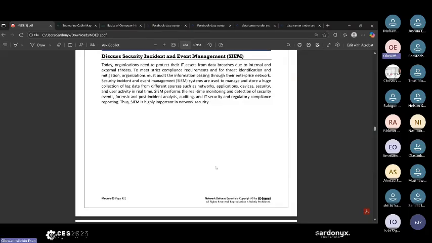So we have the SIEM, which is Security Information and Event Management. Today, organizations need to protect their IT assets from data breaches due to internal and external threats. So to meet strict compliance requirements, you can see that I always talk about compliance. And there's a lot of fines if you don't meet compliance requirements and you lose a lot of customer trust.